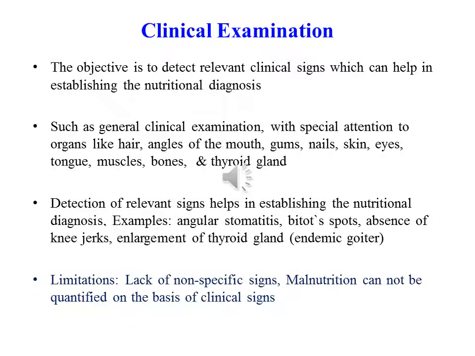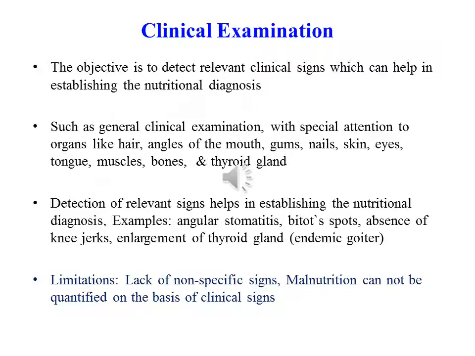Clinical examination is one of the most commonly used methods which we apply in clinical settings, like the general physical examination. The objective is to detect relevant clinical signs which can be helpful in establishing the nutrition related diagnosis, such as general physical or clinical examination with special attention to organs like hair, angles of mouth, gums, nails, skin, thyroid, tongue, muscle, bones.